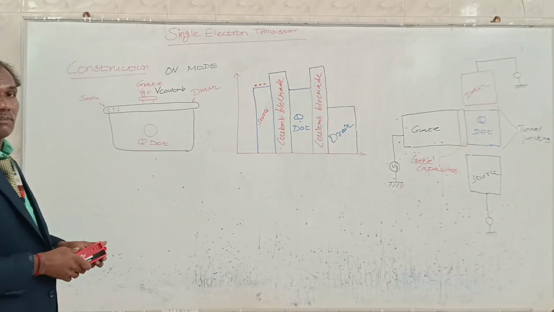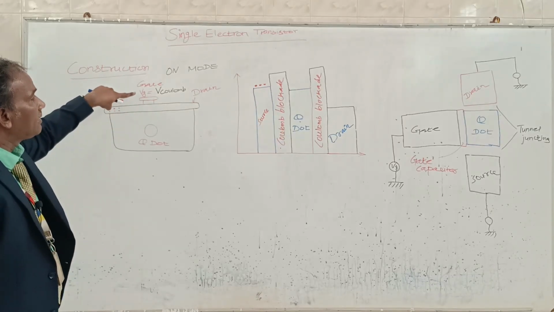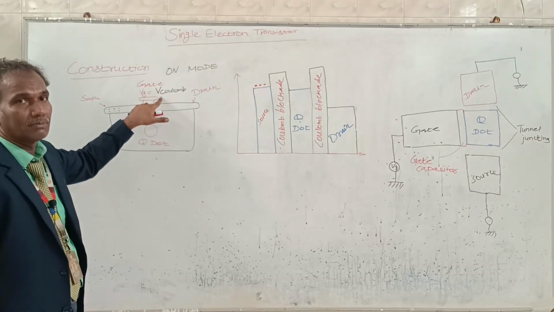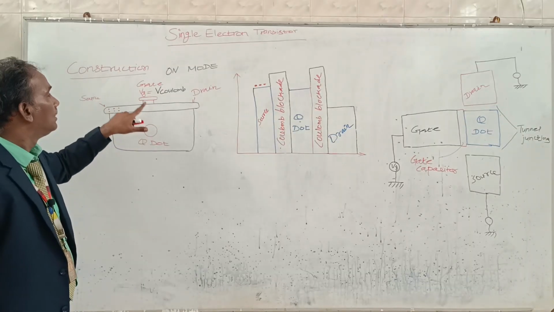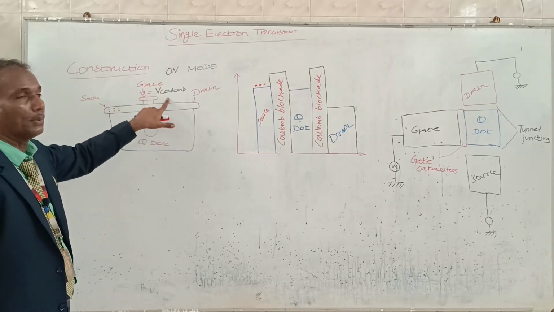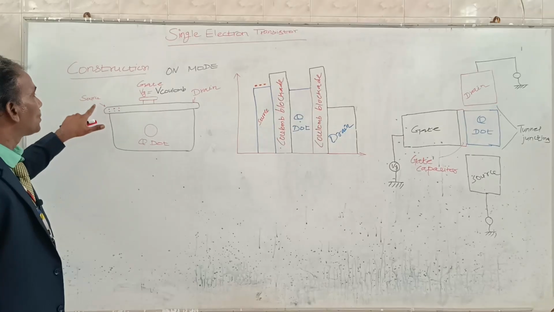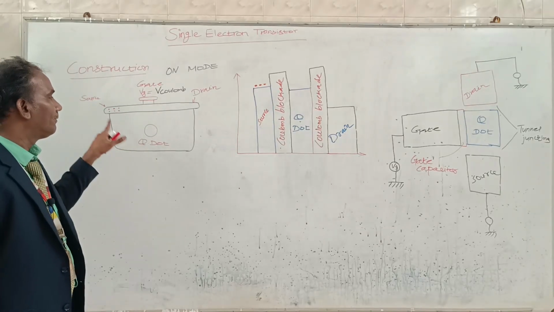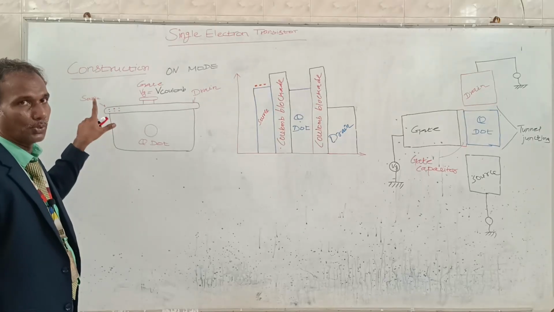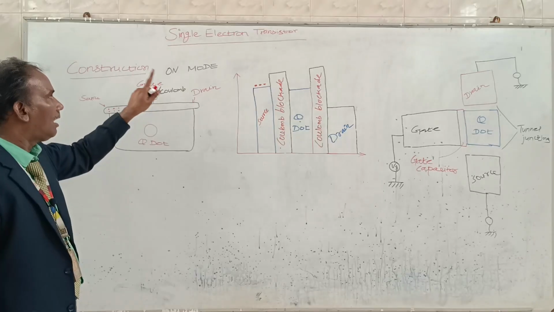So in the case of on mode, here the gate voltage is equal to the Coulomb voltage. In the case of off mode, the gate voltage is equal to 0, Vg equal to 0. That's why no electrons move from source to drain via the quantum dot. Electrons are only in the source in the case of off mode. Now we are going to see the on mode.